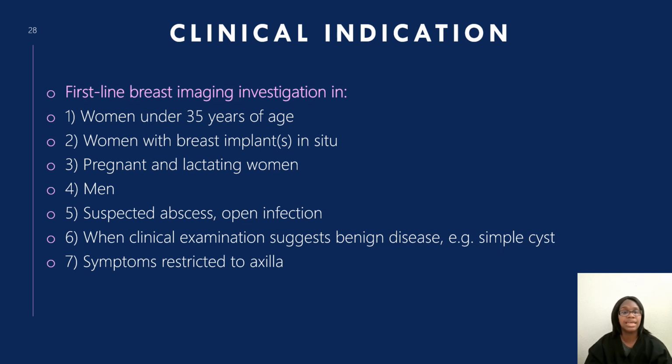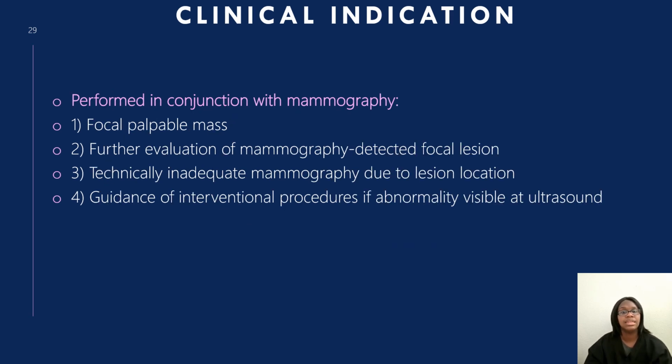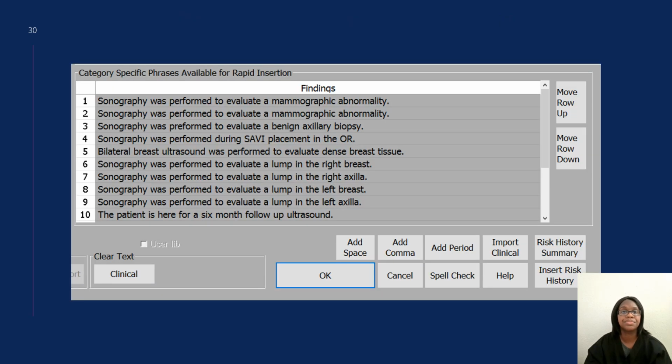For your clinical indication, this is going to be first line breast imaging investigation for women under 35, women with breast implants, pregnant and lactating women, men, suspected abscess, open infection, symptoms related to the axilla. And then this is normally performed in conjunction with mammography if it is a focal palpable mass, further evaluation of something that was seen on their mammogram, or if a biopsy or aspiration is needed.